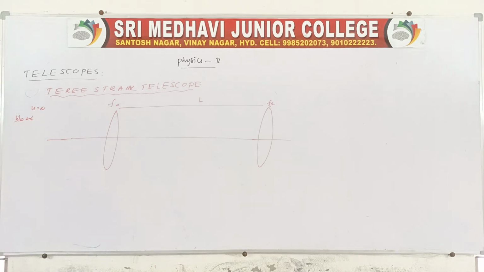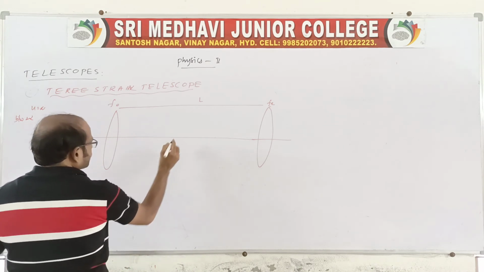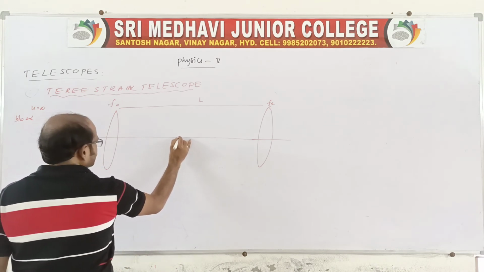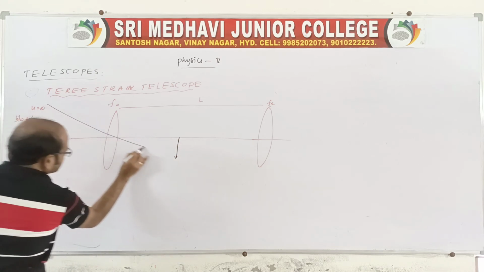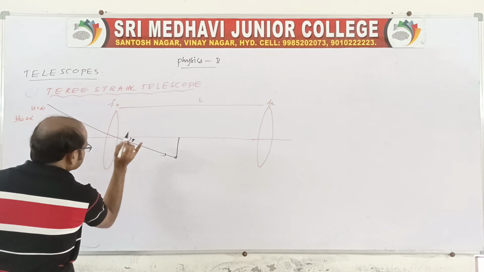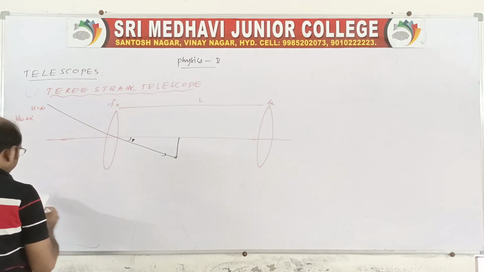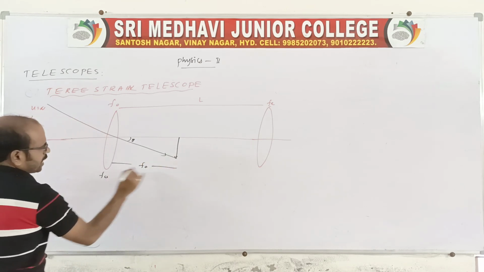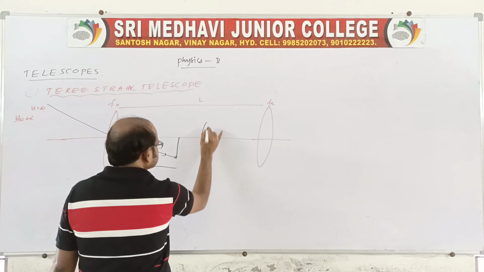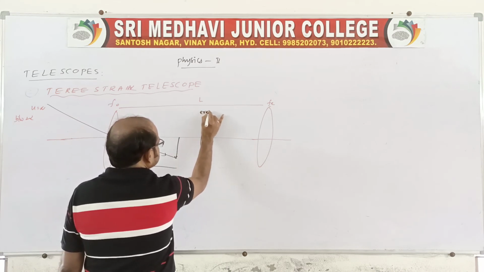Therefore, the image will form like this, at a position here. The rays go like this, making an angle theta here. And here there will be a focal point, at the focus of this lens. Clear? And here another lens is placed between the two lenses. We can call this the erecting lens.